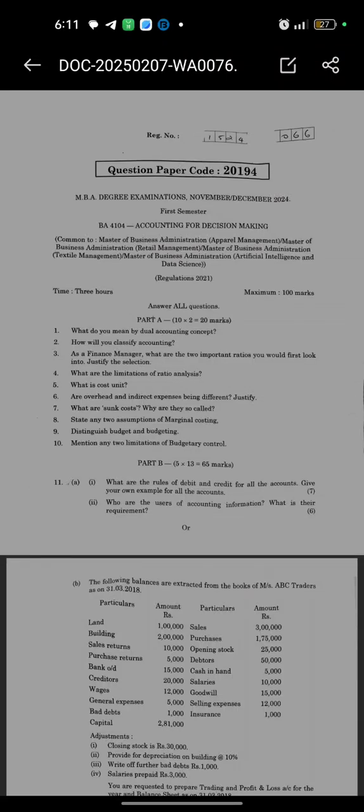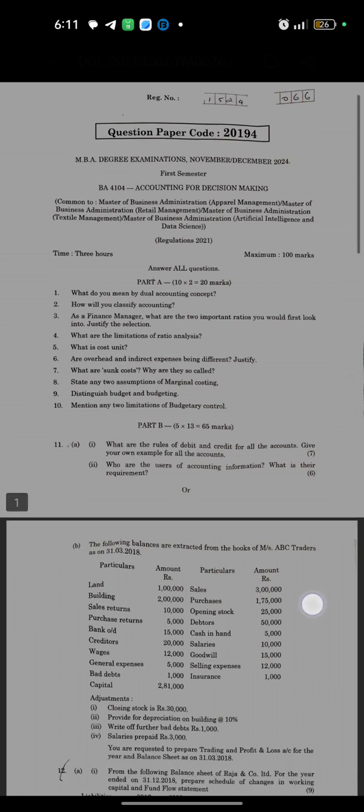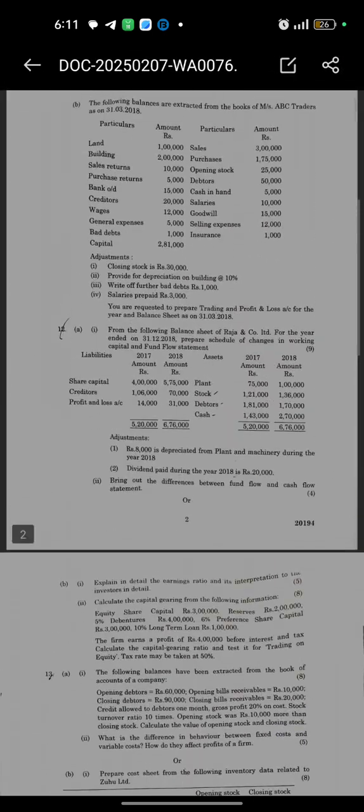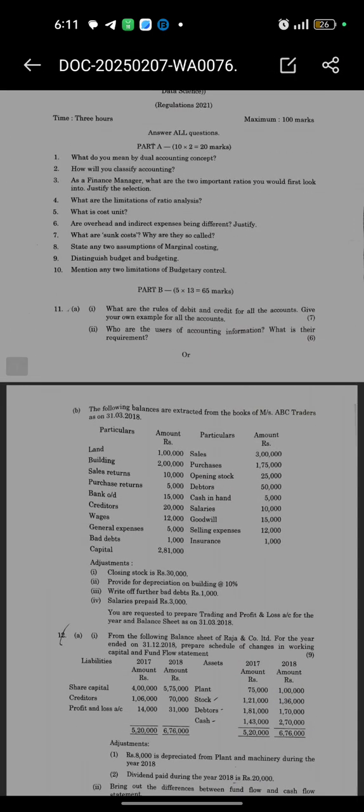Hi guys, today I am discussing the Anna University MBA question paper, Accounting for Decision Making, BA 4104, November December examination. In this question paper there are three parts: A, B and C. Part A contains 10 questions, each carrying 2 marks. You have to answer all the questions.